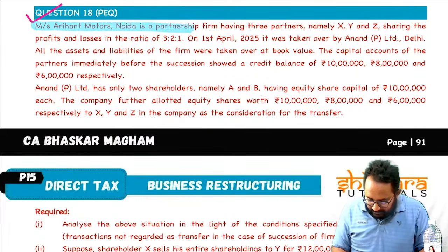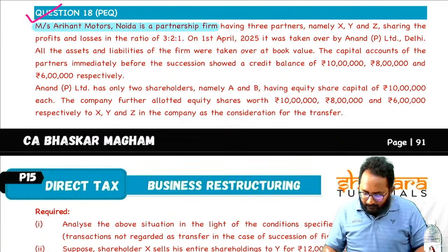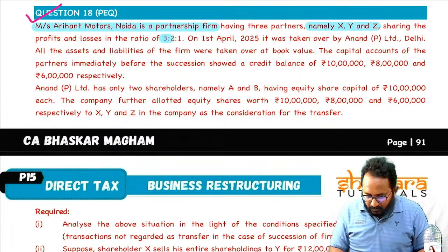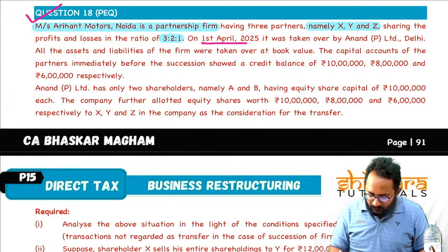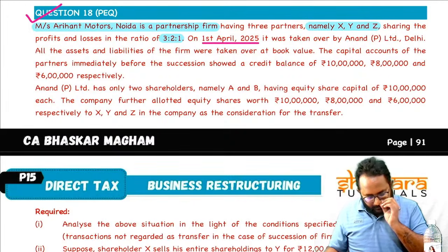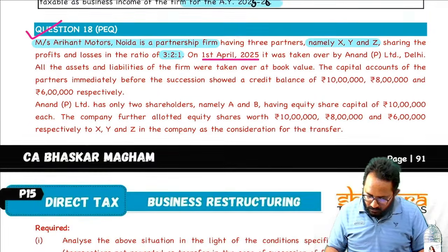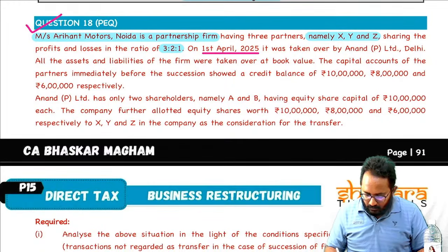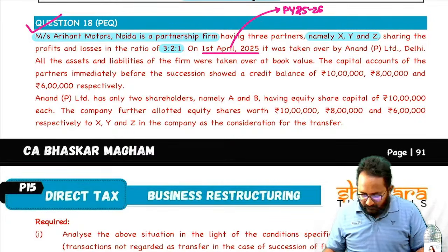so what is that partnership firm? How many partners are there? 3. Their profit sharing ratio is 3:2:1. Now, on the first day of the previous year, this partnership firm was taken over by the company. What is that year? 25-26. Previous year 25-26, that conversion happened.